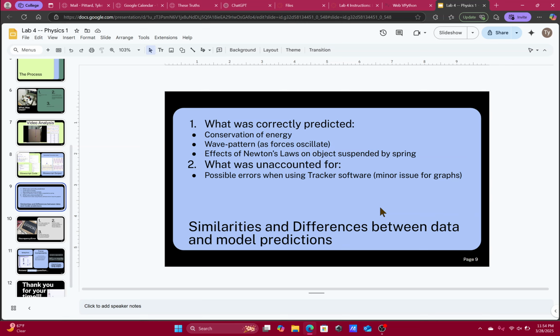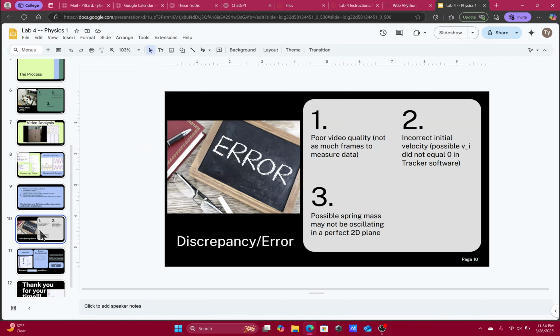And what was unaccounted for were some possible errors when using the Tracker software. This is really just to do with the graphing. We only got, I say only, 100 frames. I feel like if we had a little bit more, it could look a lot better. But either way, it was good enough data. I just think it could have looked a little better with some more data points.